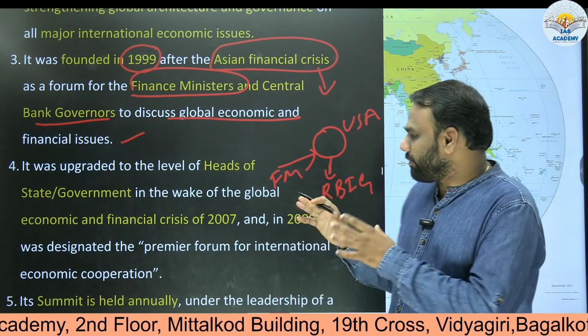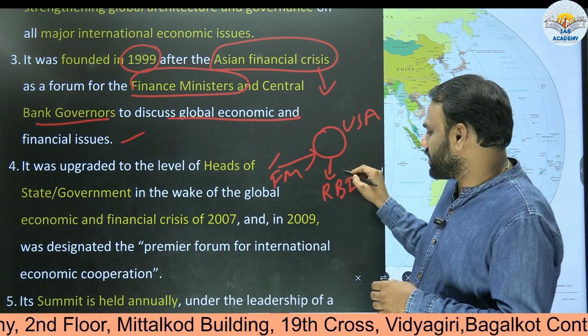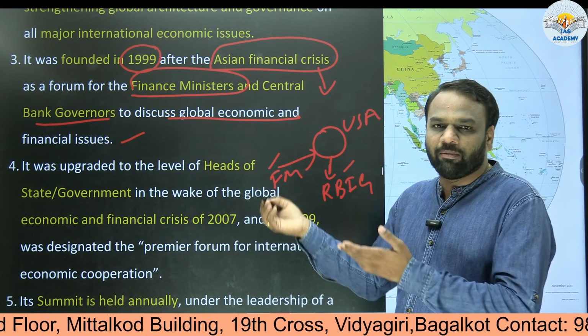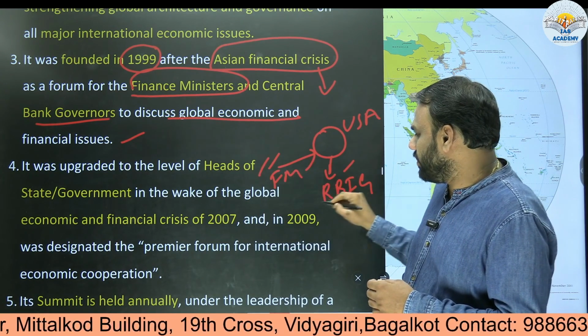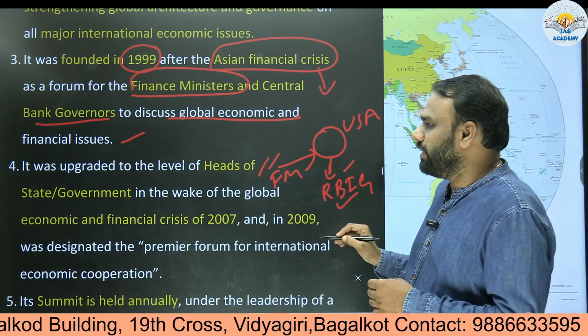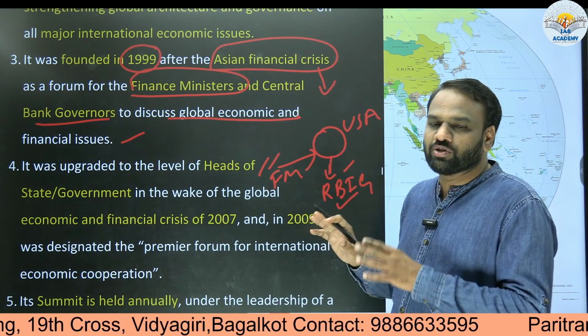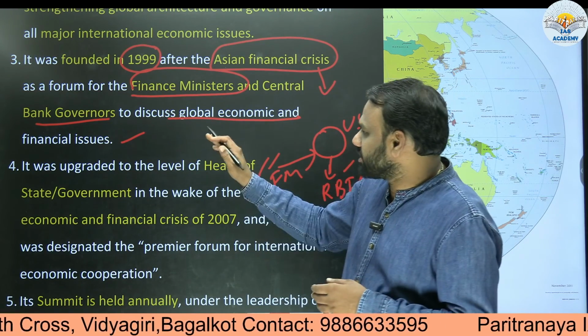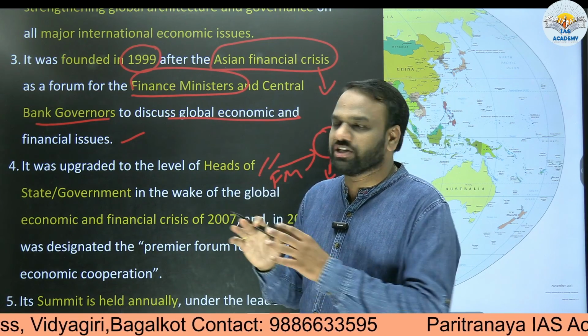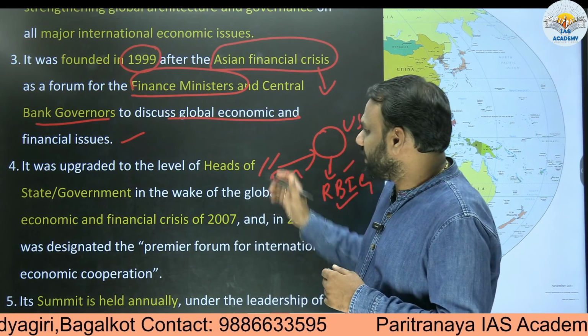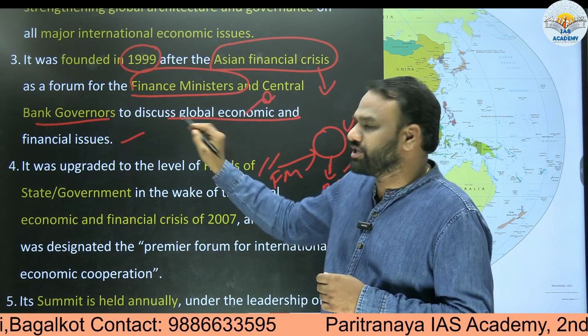Similarly, from Russia, Russia's finance minister will go, Russia's central bank governor will go. Similarly, from China, China's finance minister will go, China's central bank governor will go. At that time, there was no representation of prime minister or president. So the major role was played by finance ministers and central bank governors initially, when G20 started. So they discussed global economic and financial issues.